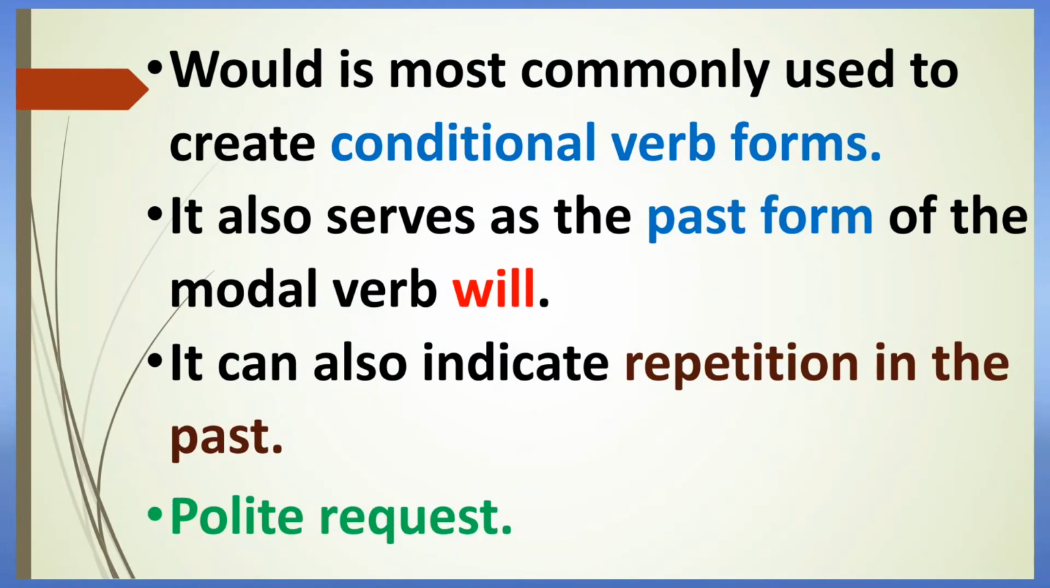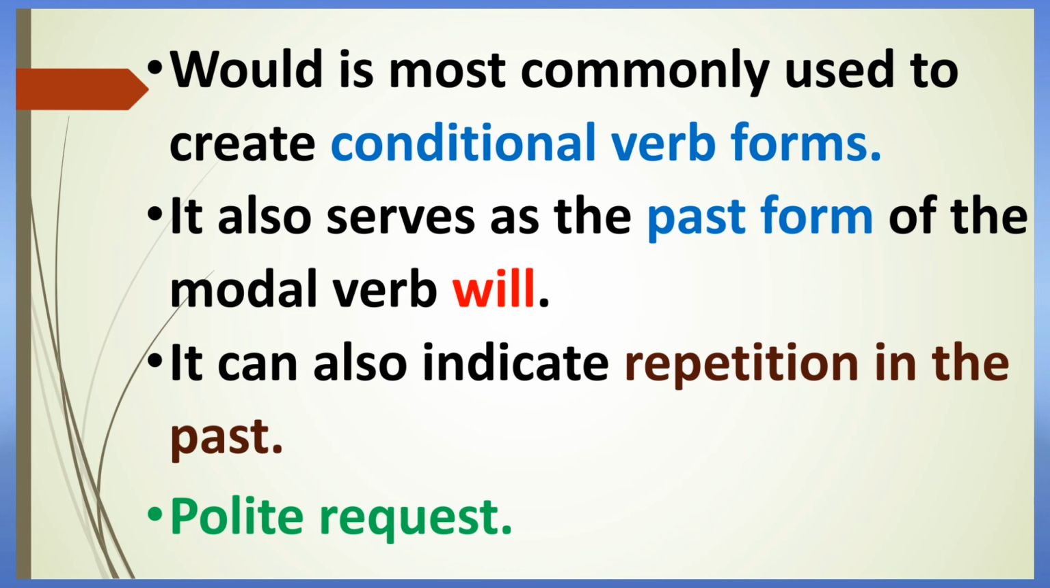Now let's move to the seventh modal verb, would. Let us first know the functions of the modal would, with examples. Would is most commonly used to create conditional verb forms, in if clauses, in conditional sentences. The next one: it also serves as the past form of the modal verb will. You know very well the past tense of will is would. That is the second usage of would.